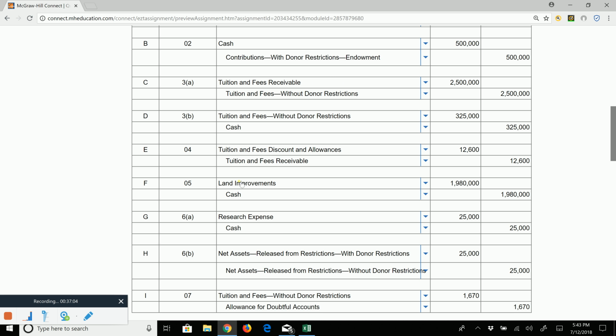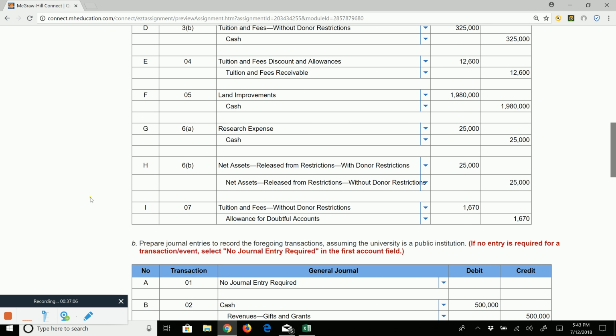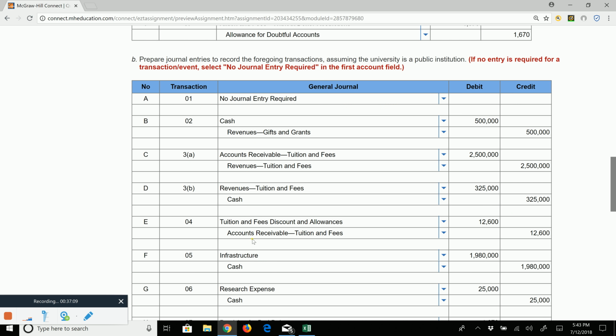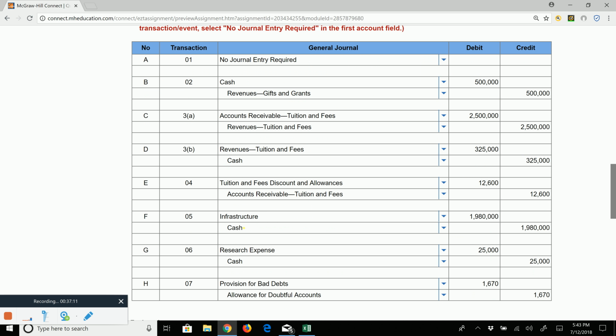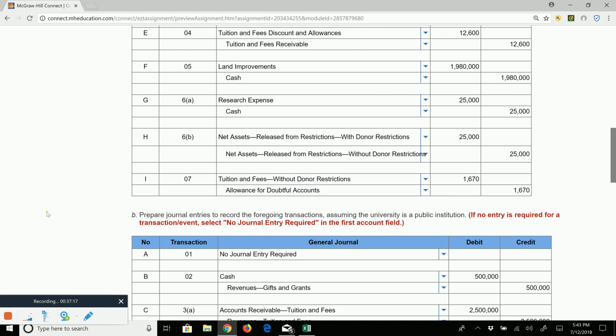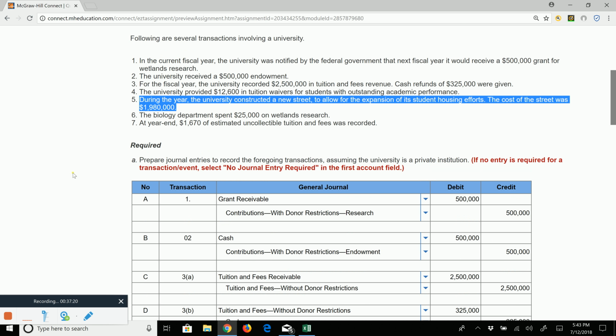We'll call it land improvements, credit cash. However, for the public university, we're going to have a whole separate category called infrastructure, and we will credit cash. That's reported separately on the financial statements.